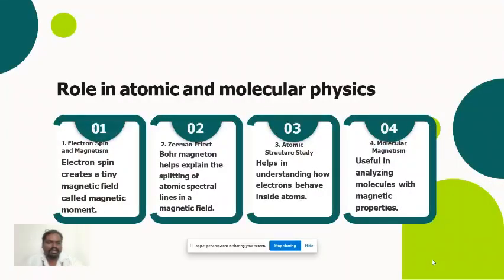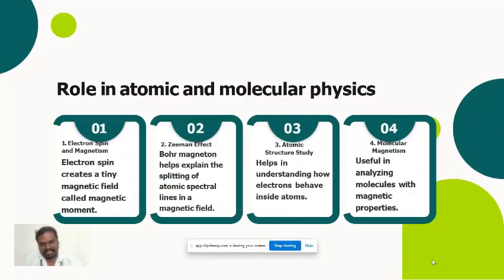Role in atomic and molecular physics: electron spin and magnetism. Electron spin creates a tiny magnetic field called the magnetic moment. Zeeman effect. The Bohr magneton helps explain the splitting of atomic spectral lines in a magnetic field. The magneton became the standard unit to express the magnetic moment of electrons, atoms, and even ions.